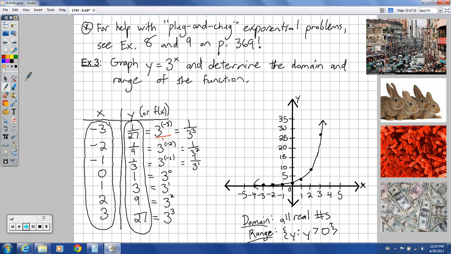Let's make one final note. Yes, we're just about done. So one final note about this here. This is not or equal to, because it will never actually hit 0 right there.